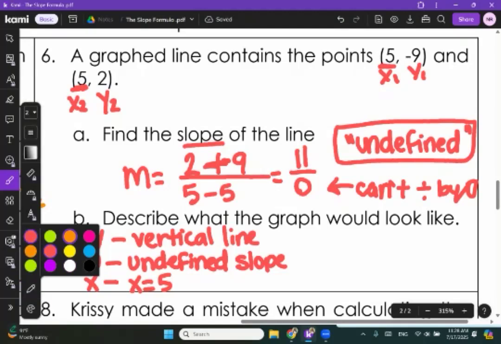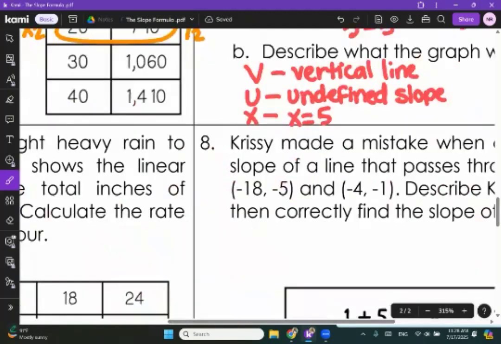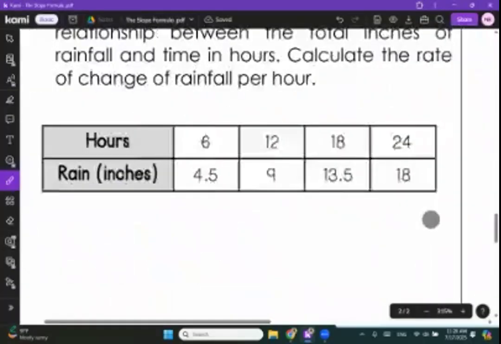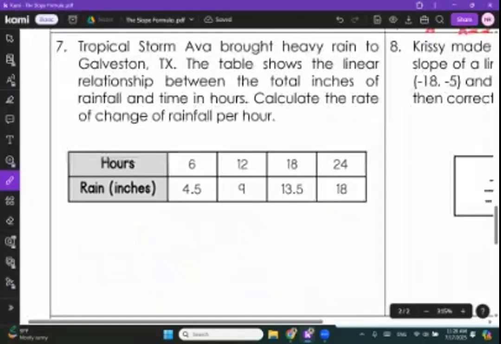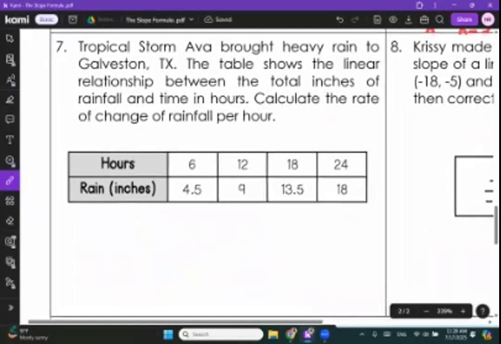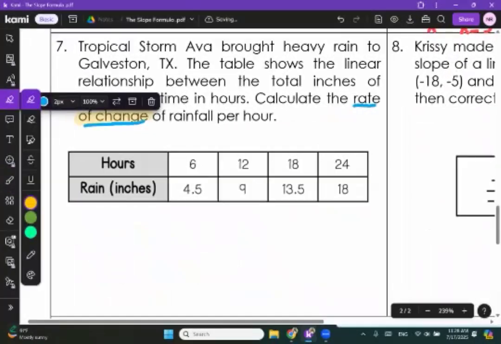Number 7. Tropical storm Ava brought heavy rain to Galveston, Texas. The table shows the linear relationship between the total inches of rainfall and time in hours. Calculate the rate of change.